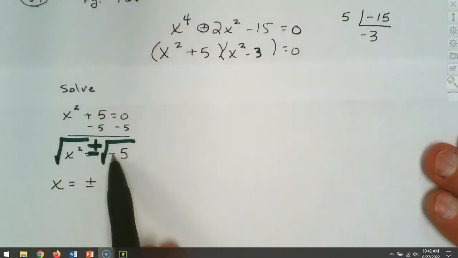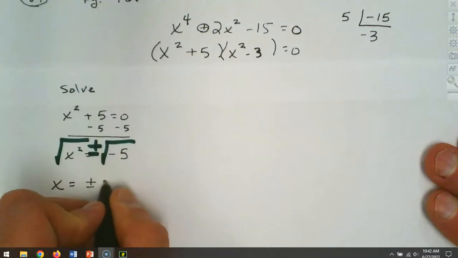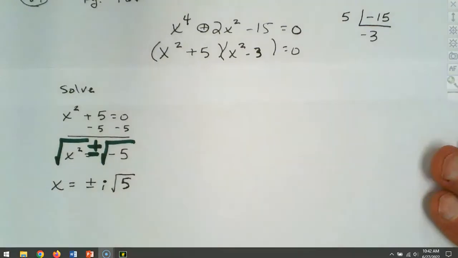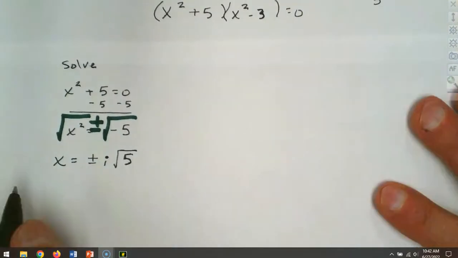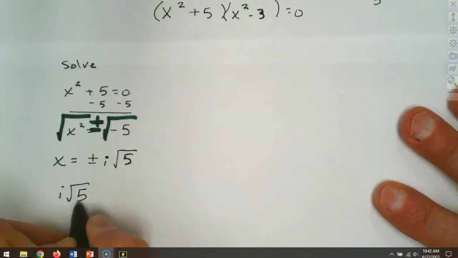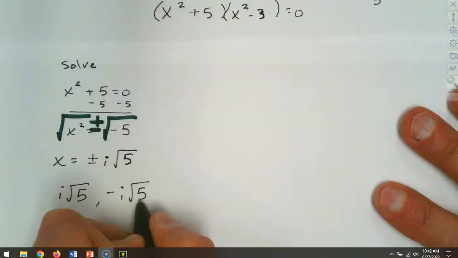Now it is negative underneath our square root. So because it's negative, we bring out an i. Right? And then the 5 is left underneath the radical. So that would be plus or minus i square root of 5. And that means we actually have two solutions. So we have i square root of 5, right? We also have minus i square root of 5, because there's both of them.